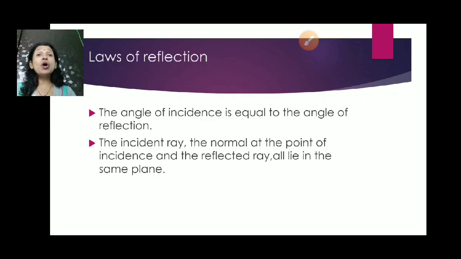Now we will discuss the laws of reflection. The angle of incidence is equal to the angle of reflection. This is the first law of reflection. Whatever the angle of incidence is, the angle of reflection would be the same. The second law of reflection is that the incident ray, the normal at the point of incidence and the reflected ray all lie in the same plane. These are the two laws of reflection. I would like to elaborate on them with an activity. One activity I am going to add in this video, so you will come to know these laws of reflection.